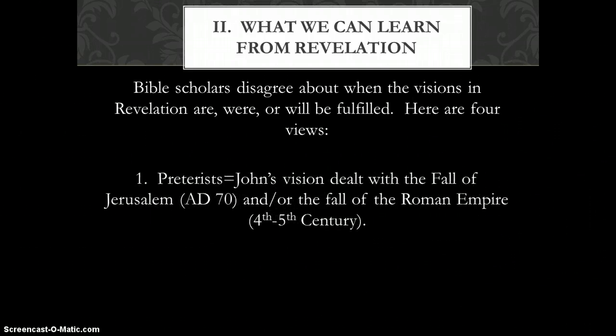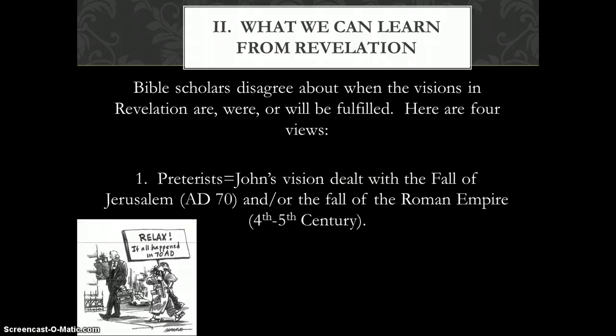One of them is called the preterist view. If you know Spanish, you know that the preterite tense is the past tense. And the preterists would say that John's vision, so the book of Revelation, well, what it dealt with and what it deals with today is the fall of Jerusalem, which happened in AD 70, or the fall of the Roman Empire in the 4th to 5th century, so that the stuff in Revelation has already happened. So preterists would say this.